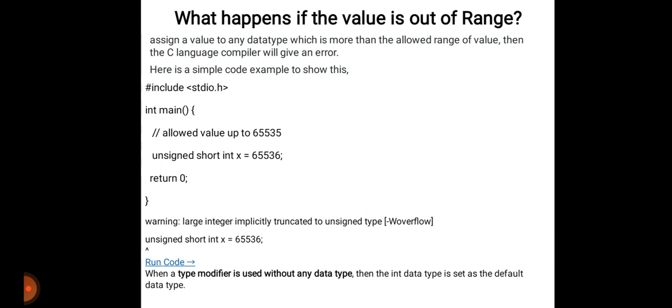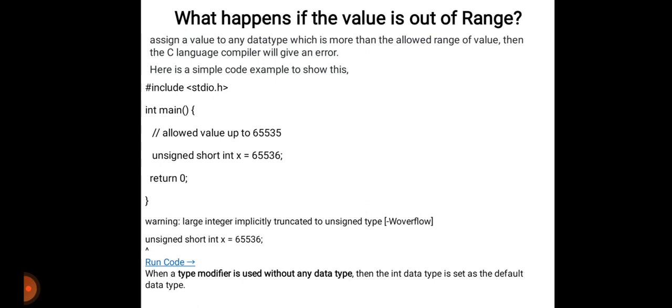Here is a simple code. We will take a simple example. First of all, #include <stdio.h>, then int main, open brace. The allowed value is up to 65,535, but what we are printing is unsigned short integer x is equal to 65,536, which means 1 plus the allowed value. Then return 0, close brace.